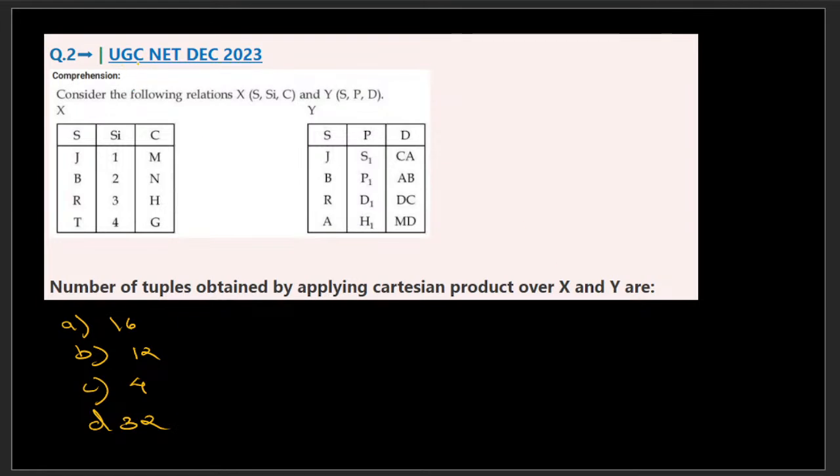The question is particularly asked in UGC NET December 2023. Right, everyone? So let's see. Consider the following relation X with attributes S, Si, C, and Y with attributes S, P, D. The number of tuples obtained by applying Cartesian product over X and Y are? So what is the answer? First you all try for 1 to 2 minutes, and after that I will help you understand how to solve such questions.